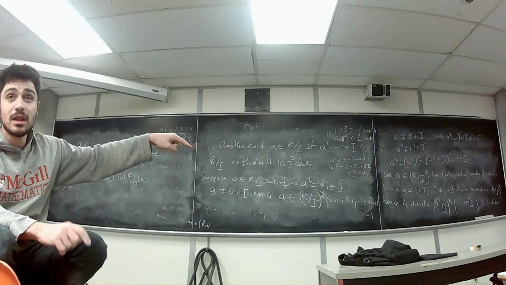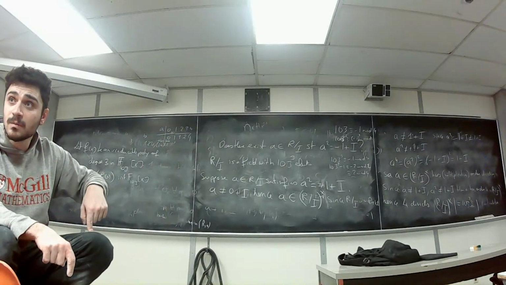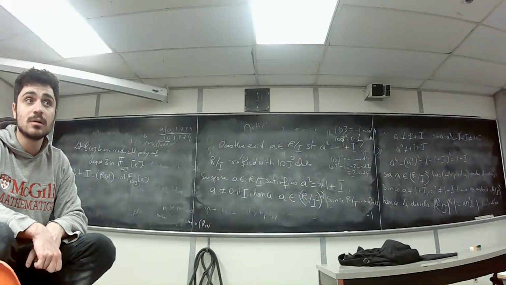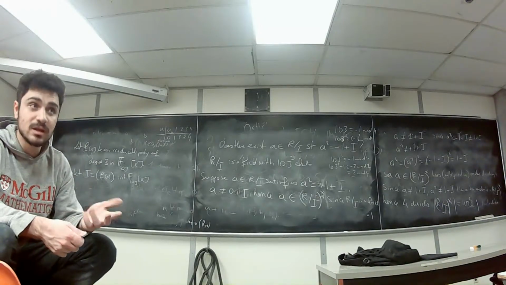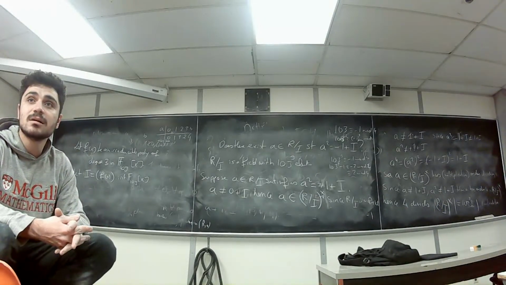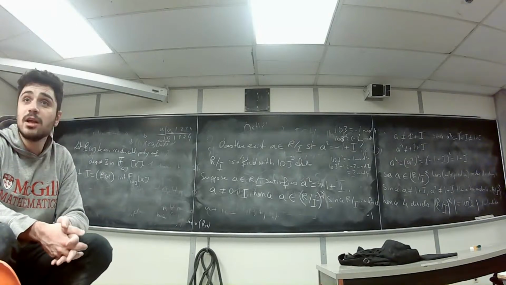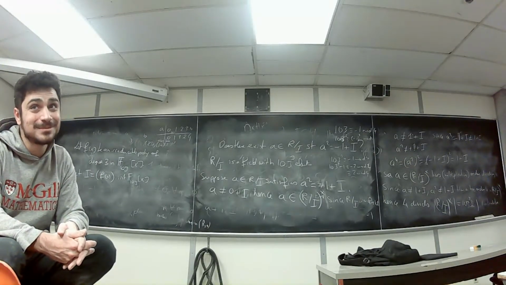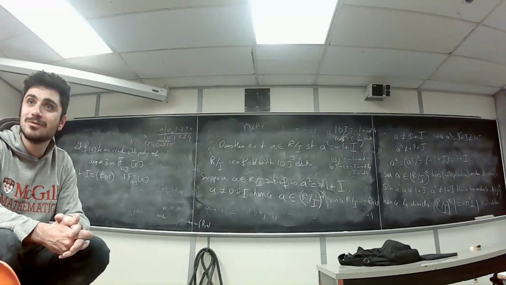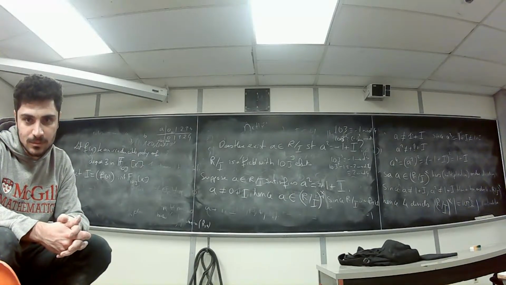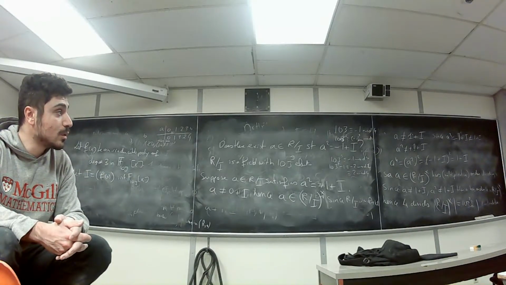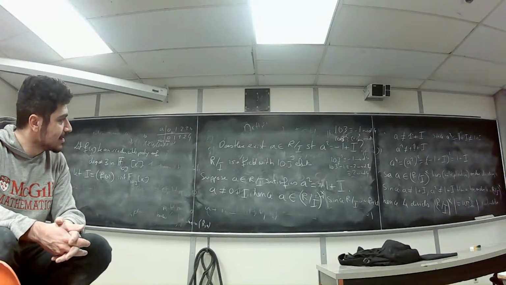No, this is because if you have an element such that a squared is equal to minus 1, then this a must have order 4 in the multiplicative group. Yeah, a squared plus a plus 1 has order 3, for example. We did this today. Yeah, exactly.